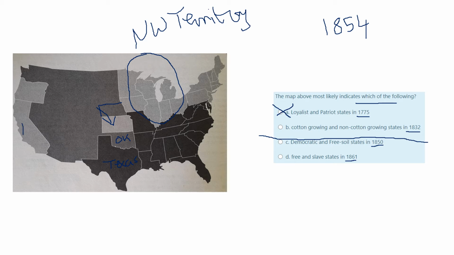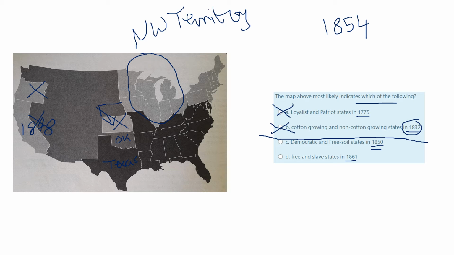Also, California became a state in 1848. So this idea of 1832 is not possible, because in 1832, this was not a state, Oregon had not joined, and California was not a state either. So the first two answers are too early. You might be tempted by Democrat and Free Soil states in 1850. It's just a little bit before 1854. If you forgot the time of Kansas, Nebraska, you might have chosen that.